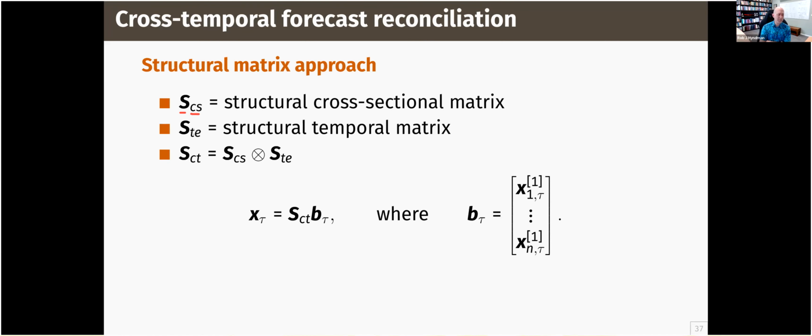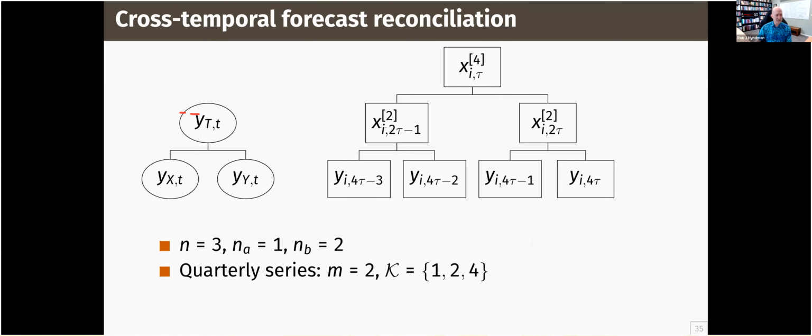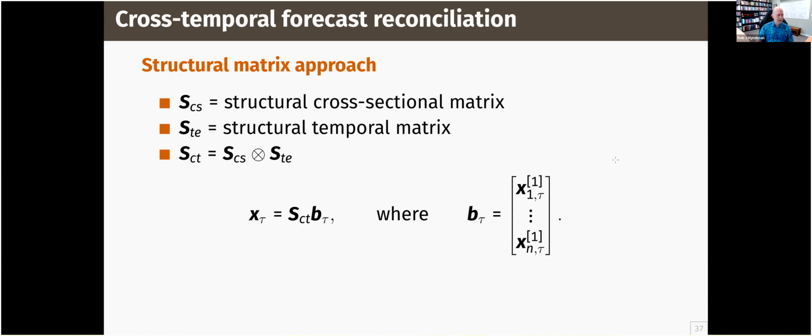I'm going to also have a temporal structural matrix. So for this example, that's going to consist of an identity for the bottom 4. And then above that, I'm going to have a 1, 1, 0, 0, and then above that, I'm going to have a 0, 0, 1, 1, then a 1, 1, 0, 0 for these two series. And then at the very top, I'm going to have 1, 1, 1, 1 for this annual series. So that's going to be my temporal structural matrix. This guy, I'm going to call that S sub TE for temporal.